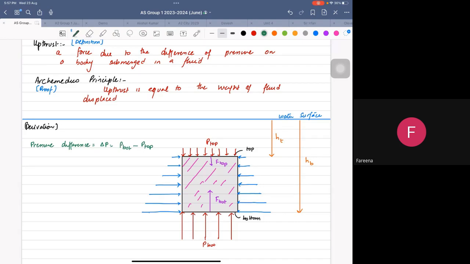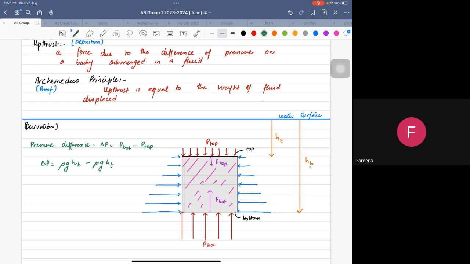Right. Then the difference in pressure, the pressure at the bottom would be taken as rho g HB, because it is the depth till the bottom, minus rho g HT. Everybody agrees? Please let me know if that is clear. Yes. Okay.